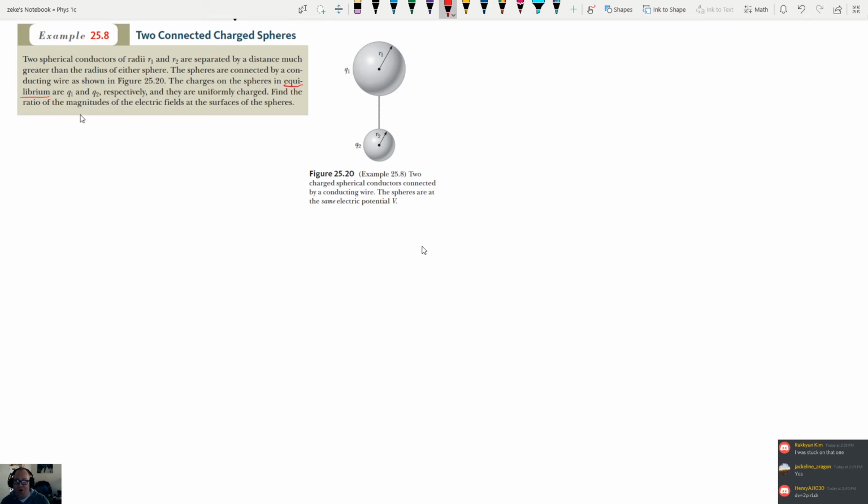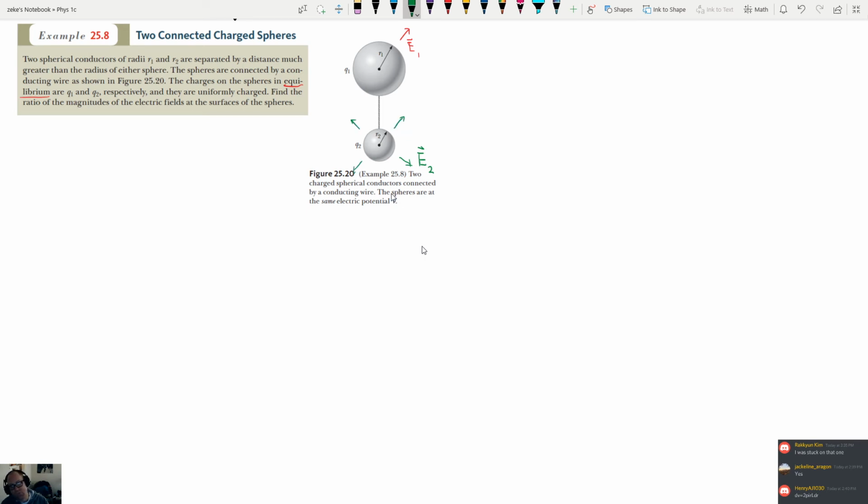We want to find the ratio of the magnitude of the electric fields at the surface of the spheres. So basically, near the surface of Q1, you're going to have electric field lines that go out like this. We'll call that E1. And the other object is really far away, so the electric field lines of Q1 aren't going to affect it. So this is going to have some electric field that we'll call E2. And because they're spheres, it's going to be your normal radial electric field.